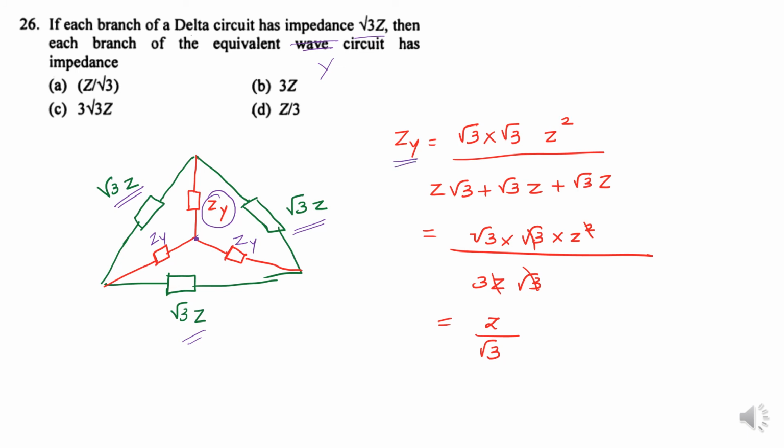How to find this ZY? ZY is the product of adjacent impedances over the sum. Adjacent impedances are root 3 into Z, root 3 into Z. So root 3 into root 3 Z square, and then add all the impedances: Z root 3 plus root 3 Z plus root 3 Z. So 3 Z into root 3. Here root 3 into root 3 into Z square, root 3 gets cancelled, and here root 3 and 3 get cancelled, we get root 3. So what is the answer? Z by root 3, that is the correct answer.